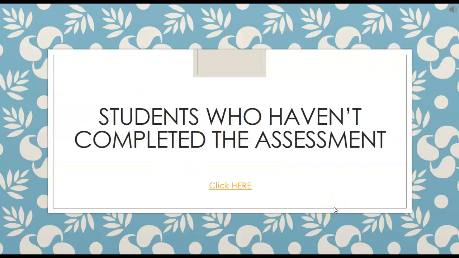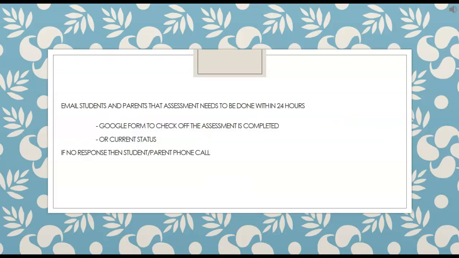Finally, what happens with those students who have not completed the assessment at all? The first thing I would do is email the students and the parents that the assessment needs to be done within 24 hours. I would attach a Google form for the students to complete as well. Let me know that the assessment is completed or when they will be completing it, or let me know their current status, as in I've been sick, I forgot, whatever that might be, and what their intent is in terms of finishing that assessment.